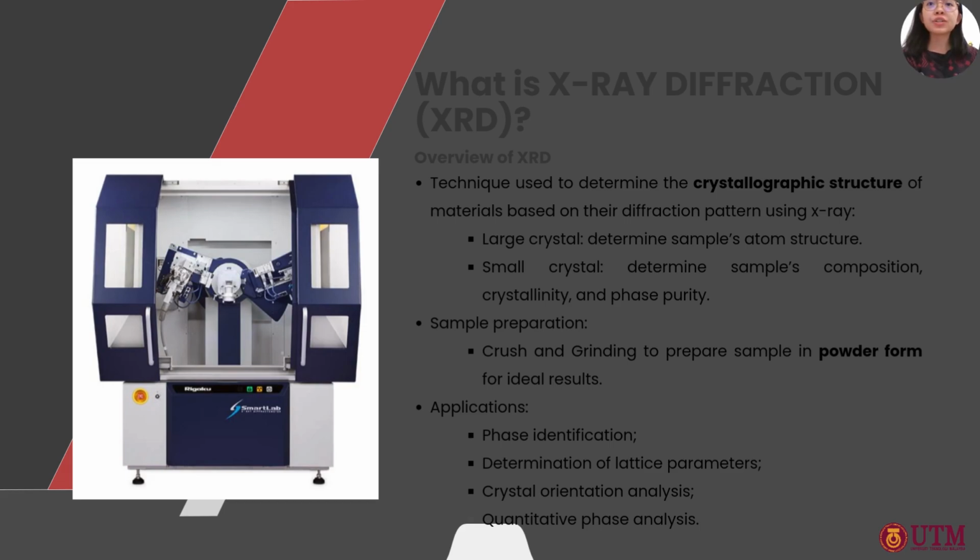As for the introduction of XRD, it is a technique used to determine the crystallographic structure of a material based on their diffraction pattern using X-rays. In order to get an ideal result, the sample usually is required to be prepared in powder form by using crushing or grinding methods. Several XRD applications include phase identification, determination of lattice parameter, crystal orientation analysis, and quantitative phase analysis.